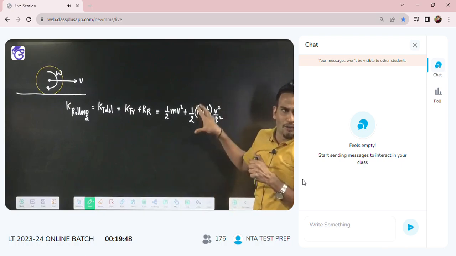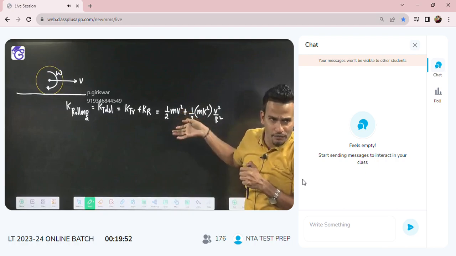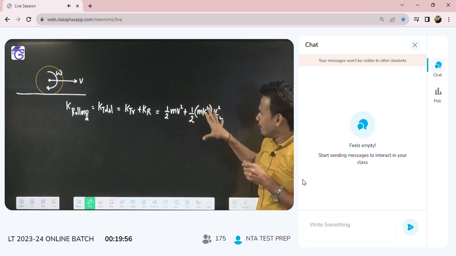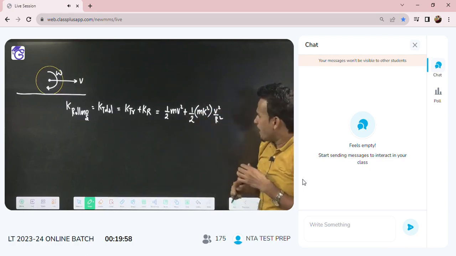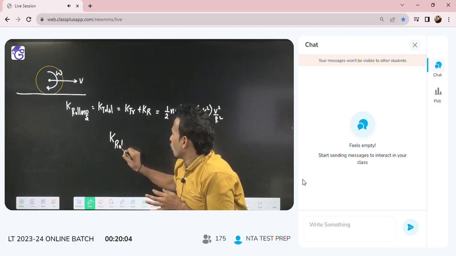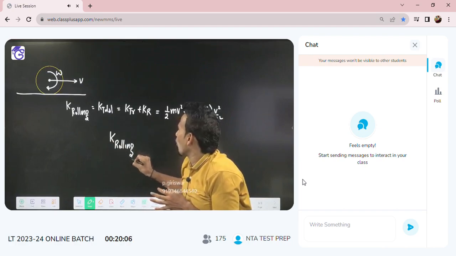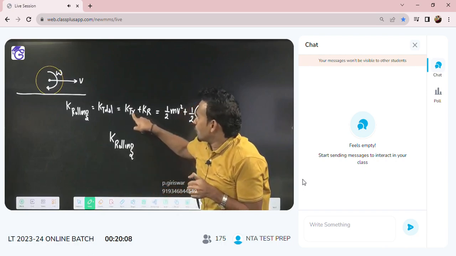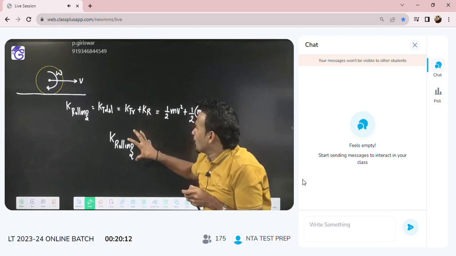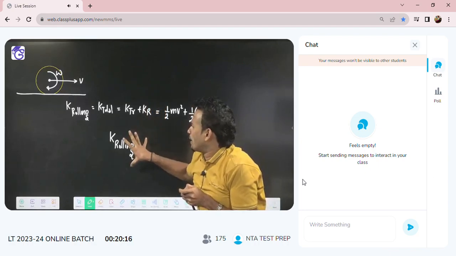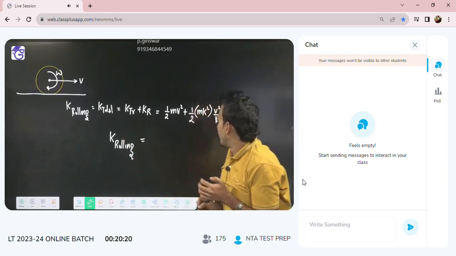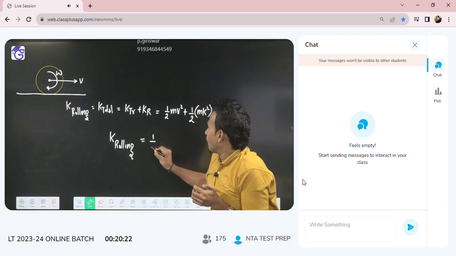Already I told you how to write moment of inertia in terms of radius of gyration, and how to replace omega with the velocity, because we already did it in the last class. Now the total kinetic energy of the rolling, that we call as rolling kinetic energy. First we talked about translational kinetic energy, then rotational kinetic energy. Now we are talking about total kinetic energy of rolling, that we name as rolling kinetic energy. That rolling kinetic energy will become, from here you can take half mv square common.